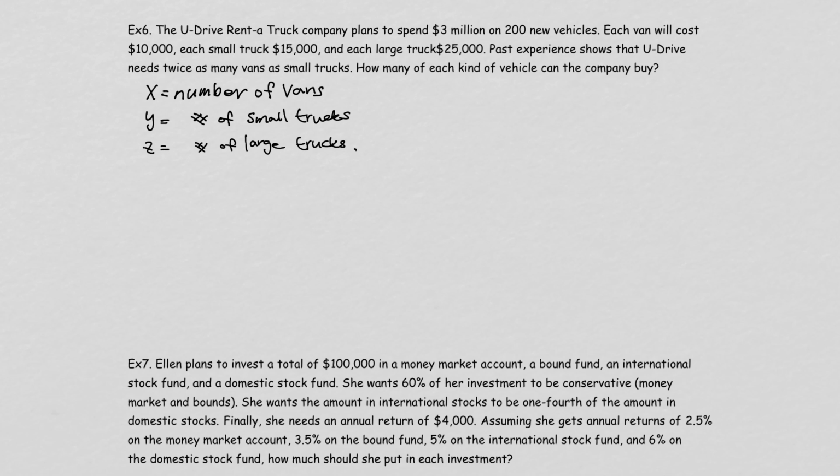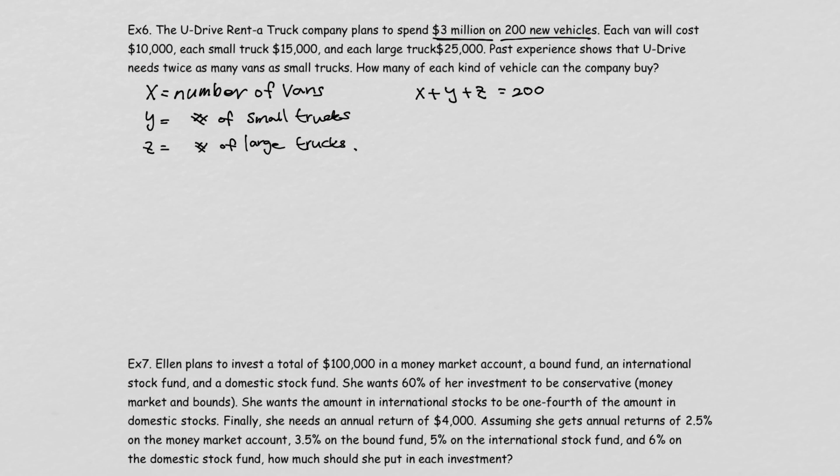Okay, so the given information: a total of 200 new vehicles. So we should be able to say that adding up all those numbers of vehicles should give you 200. So I created one equation.